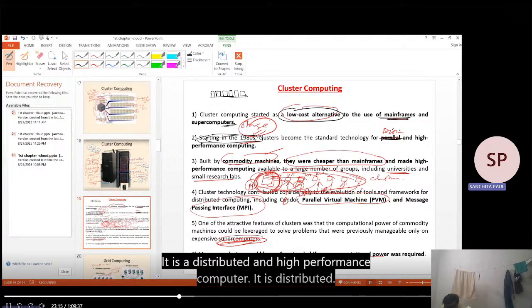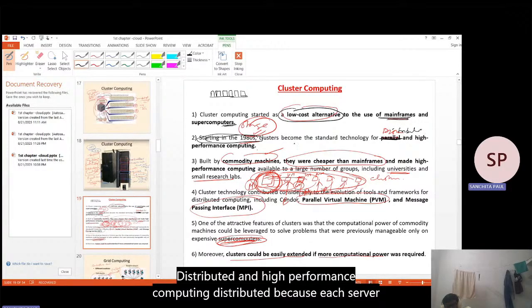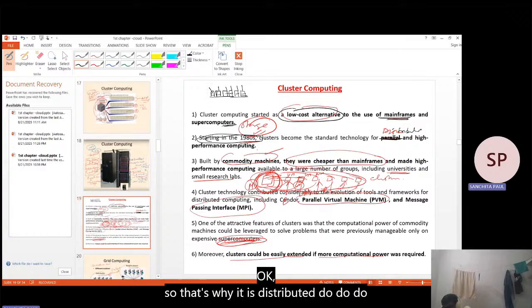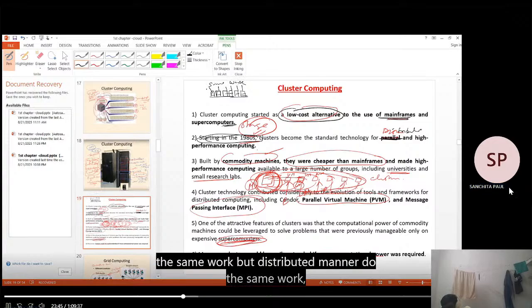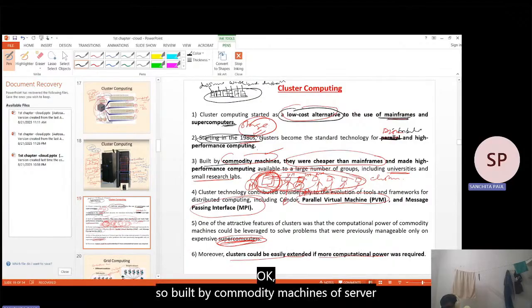It is a distributed and high performance computing. Okay, distributed because each server is doing its own work, and each server has its own local memory. So that's why it is distributed. Do the same work but in a distributed manner. So the whole thing is considered as one unit. Okay, so built by commodity machines.